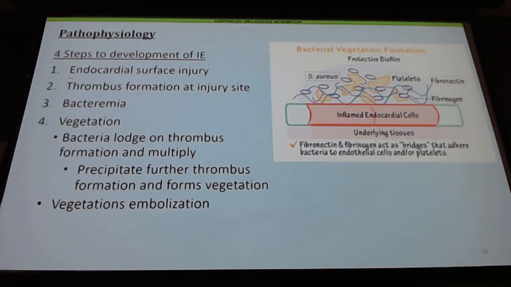So we talked about how you have to have some kind of injury to the endocardium, that micro trauma from the shear forces. Are there other things going on, like IV drug use, that are causing damage to the heart valves? So you're going to get that injury. Your body senses that some kind of damage has occurred and tries to heal it. So it sends a clot to that area, with things like fibronectin, fibrinogen, and platelets, to try to heal the injury that has occurred to the endocardium.